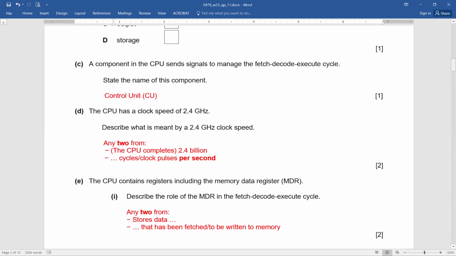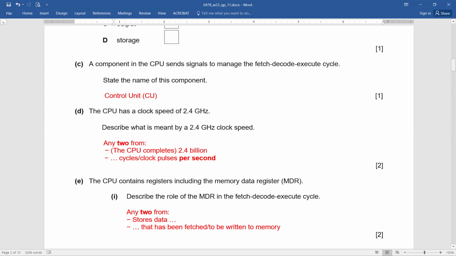Now part C. A component in the CPU sends signal to manage the fetch, decode, execute cycle. State the name of this component. So inside the CPU, it's a control unit. So you have written this answer correctly. You are going to score 1 out of 1.